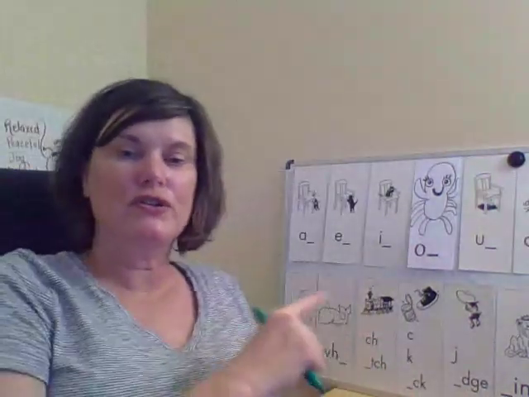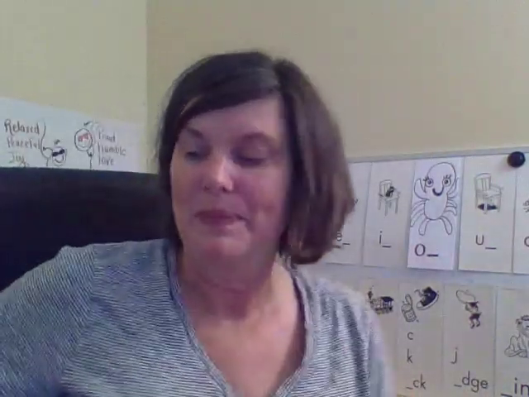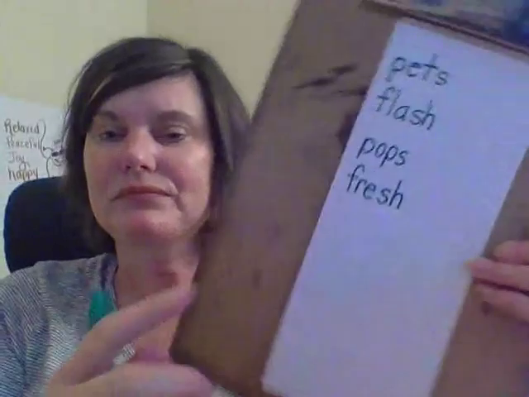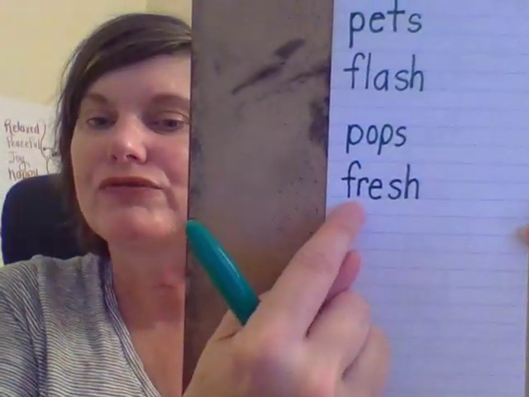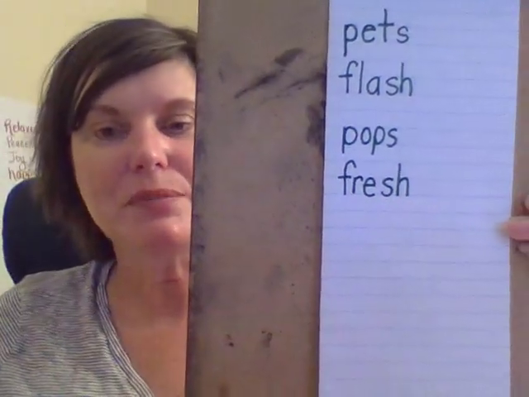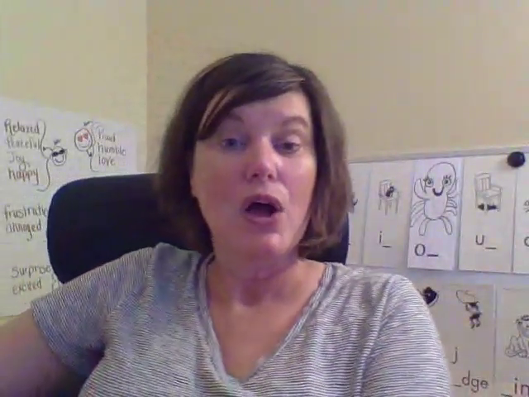I hear the sh sound, like hush little baby, which is a digraph. Okay. Fresh. Is that what you ended up with? Good job. Okay, now we're going to spell two sight words.